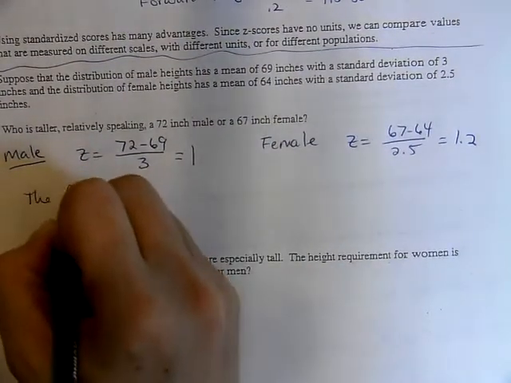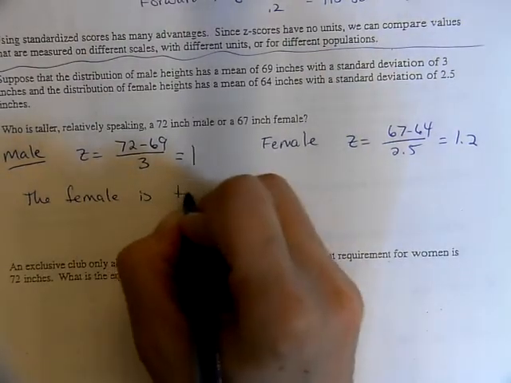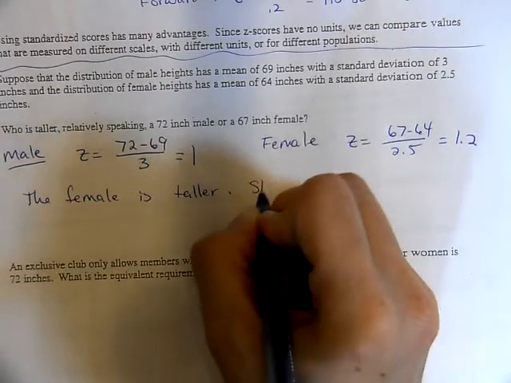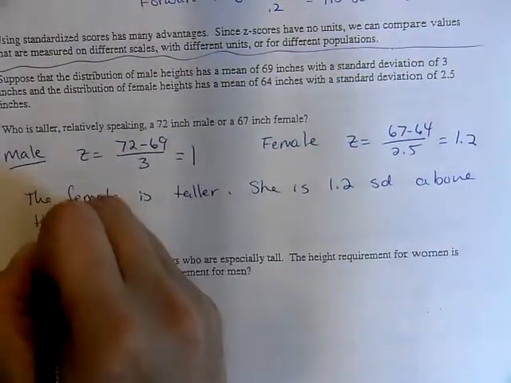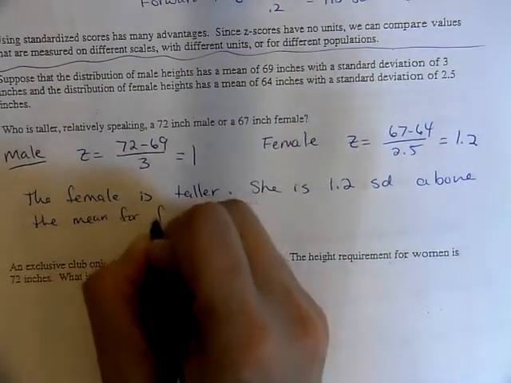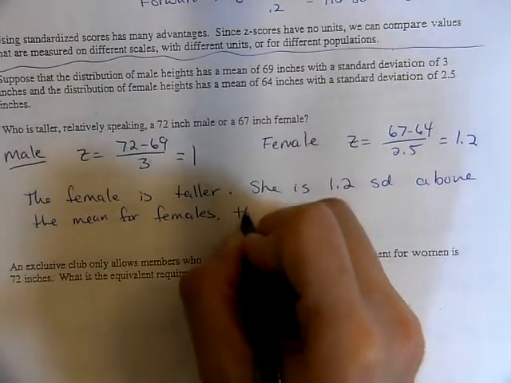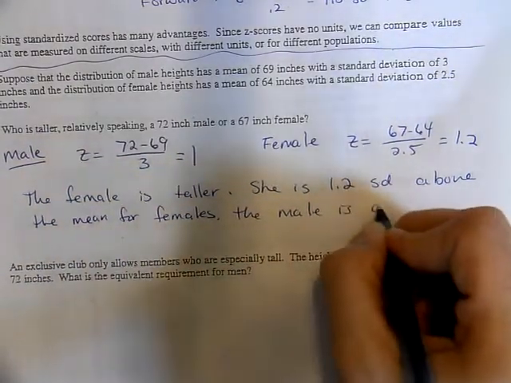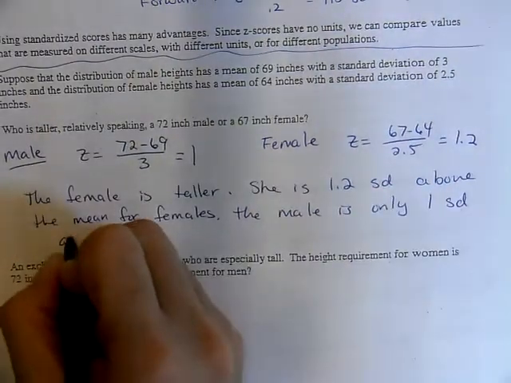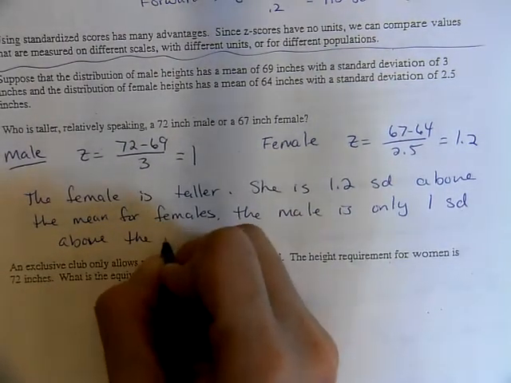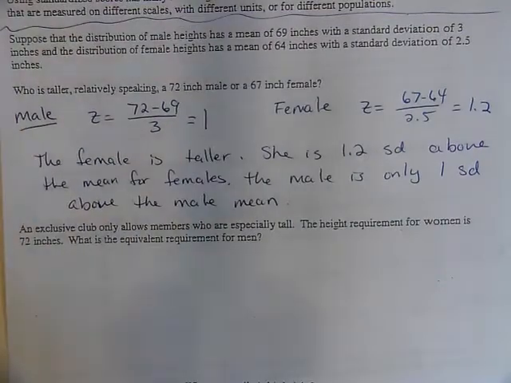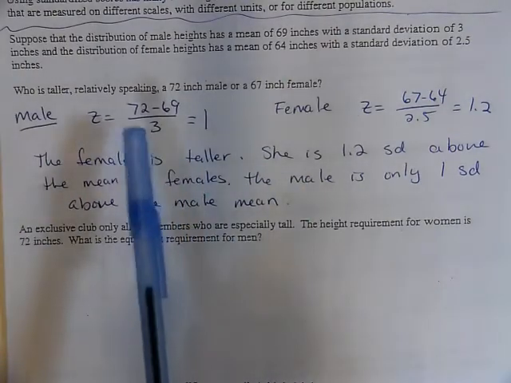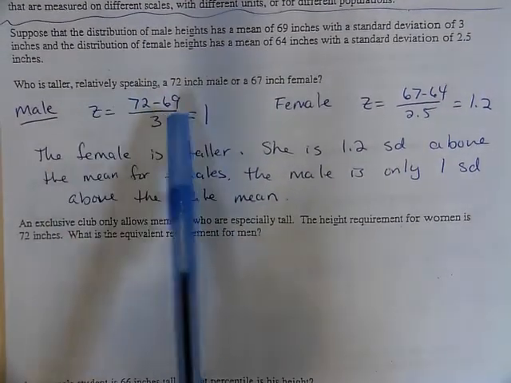So the female is taller. She is 1.2 standard deviations above the mean for females. The male is only 1 standard deviation above the male mean. So z-scores don't have units. It just tells you how far above or below the mean you are. So that's how I usually memorize the formula, because it's always your number first minus the mean divided by standard deviation.